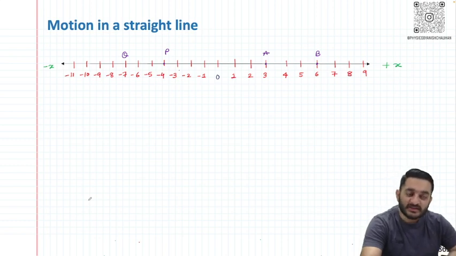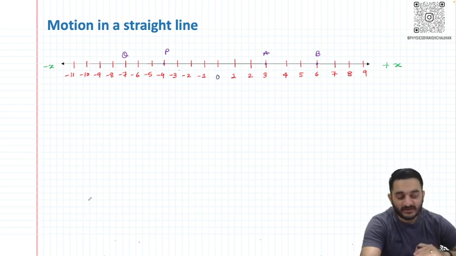So I have considered an x-axis. You can see we have a 0 at the center and we have written the values on the positive x-axis side and the negative x-axis side.